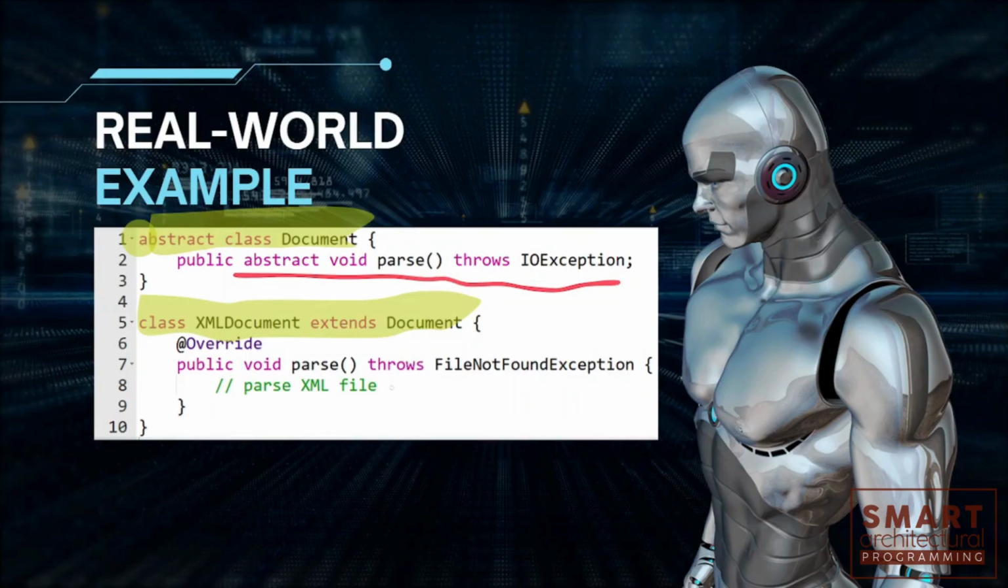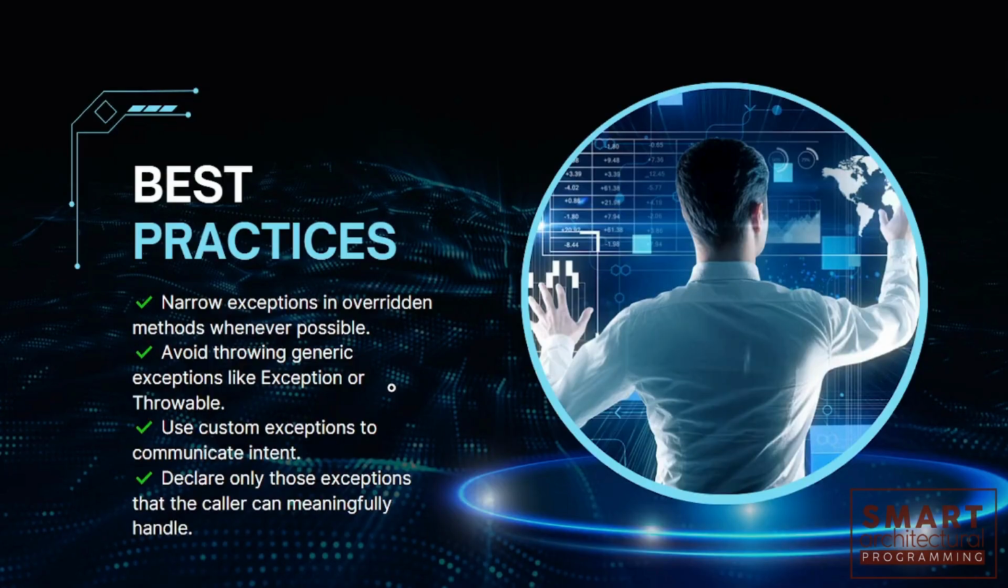Based on that, what are some of the best practices when combining inheritance and exceptions in Java? Let's discuss some of them. There are 4 of them mainly. Number 1, we need to narrow exceptions in overridden methods whenever possible. Number 2, avoid throwing generic exceptions like Exception or Throwable. Number 3, use custom exceptions to communicate intent. And number 4, declare only those exceptions that the caller can meaningfully handle and identify.